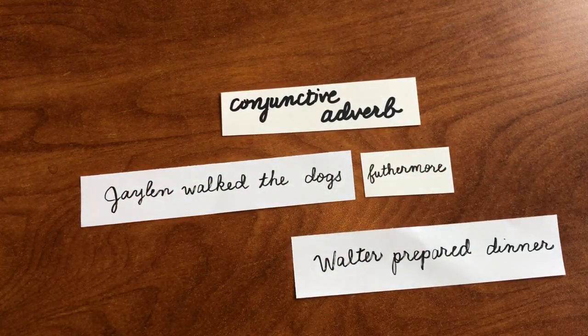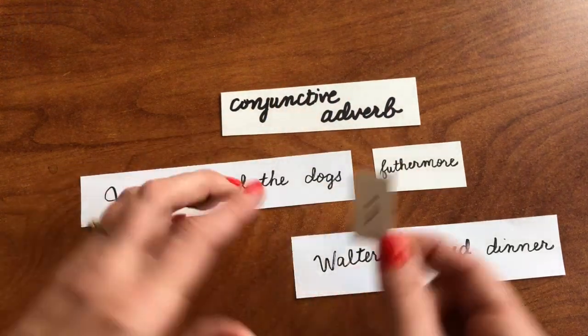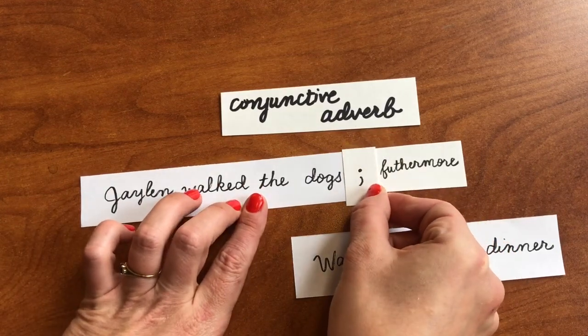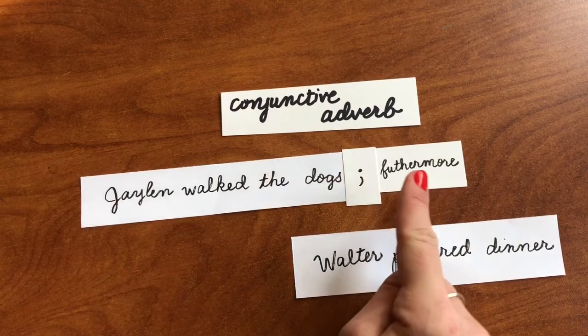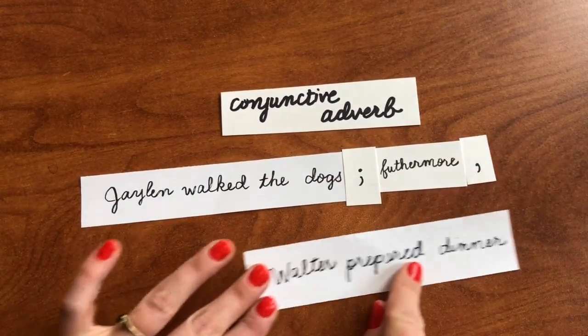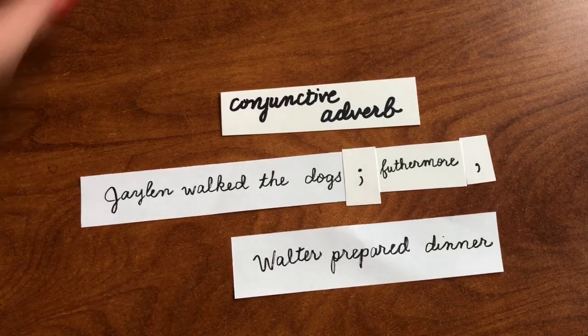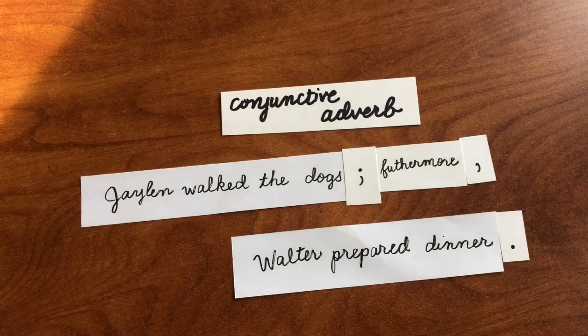And what we're going to do here is when we have these two independent clauses combined with a conjunctive adverb, we are going to put a semicolon after the first clause, then the conjunctive adverb, and then a comma. And then obviously at the very end, we want our punctuation mark. All right.